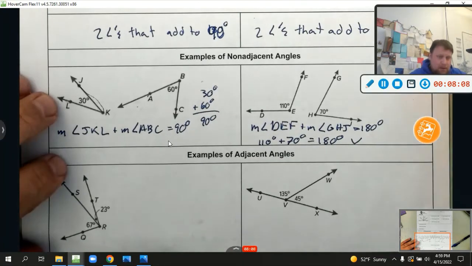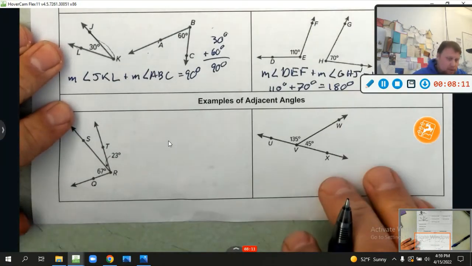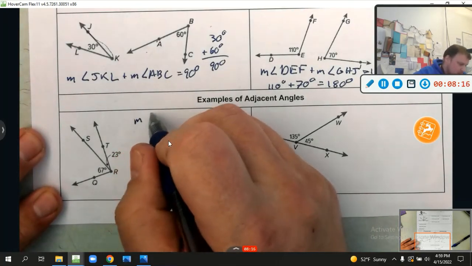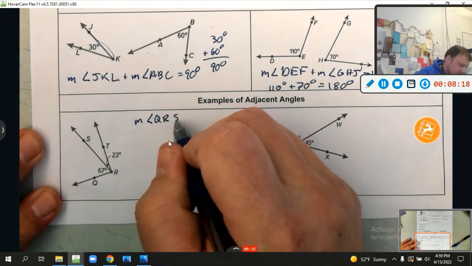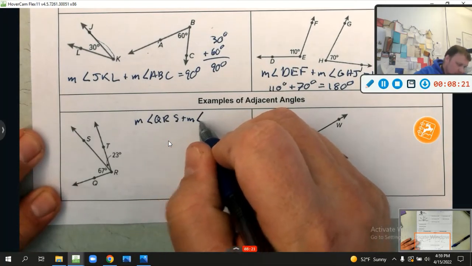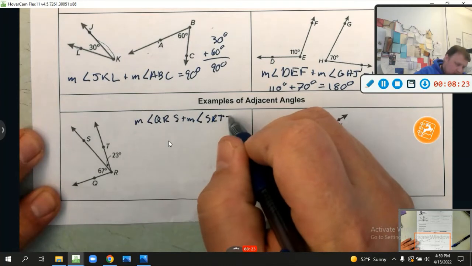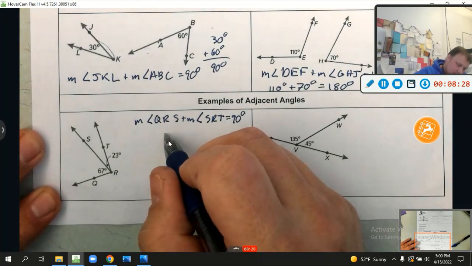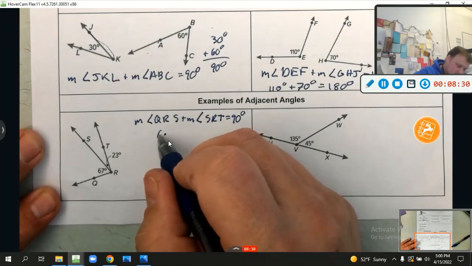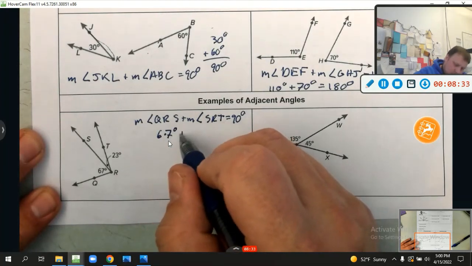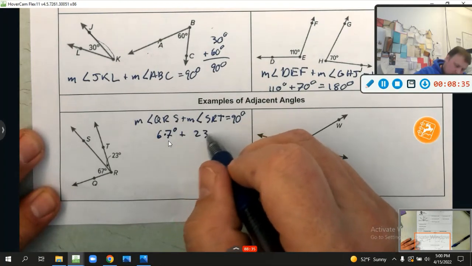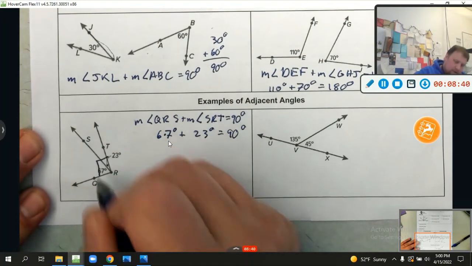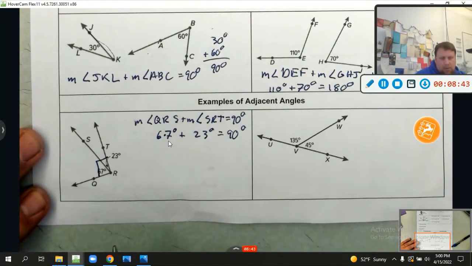Okay? So, let's talk about examples of adjacent angles. We see these two adjacent angles, and what can I tell here? The measure of angle QRS plus the measure of angle SRT equals 90 degrees. And I know that because QRS is 67 degrees plus 23 degrees is equal to 90 degrees. And I could also use this sign right here. If you ever see that little squared block off sign like we did in our warm-up, that means 90 degrees or right angle.